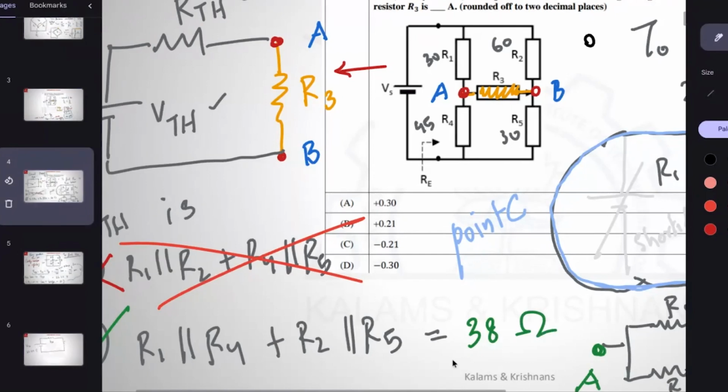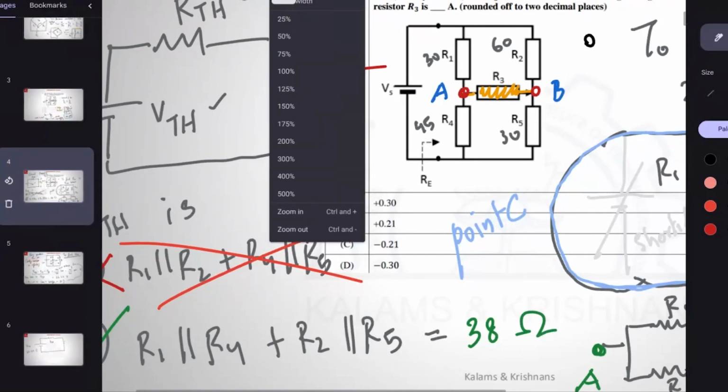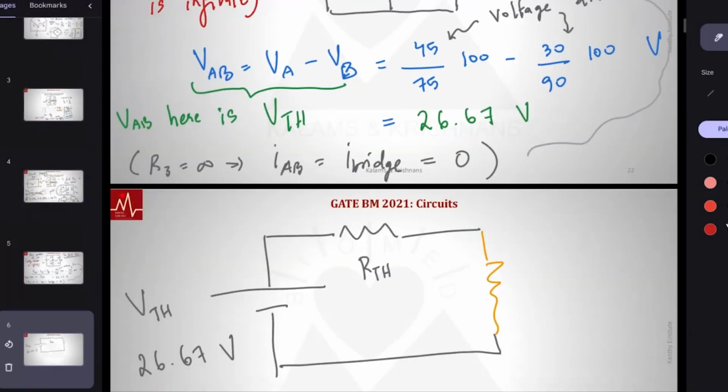And now if we complete the problem, we know the Thevenin equivalent; it's a simple one-loop circuit. We can answer that, right? This is 38 ohms. This we know as R3 happens to be how much?